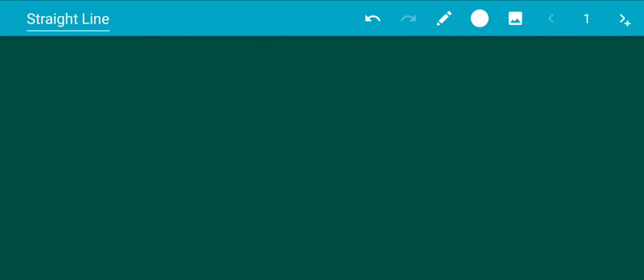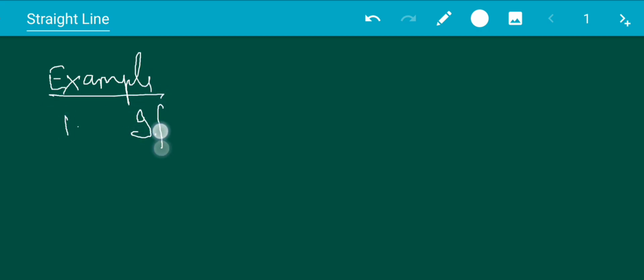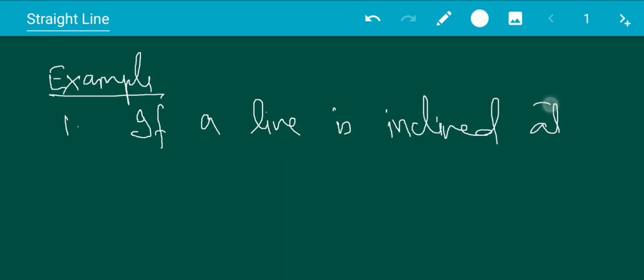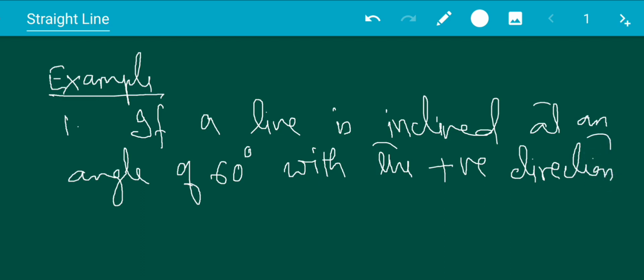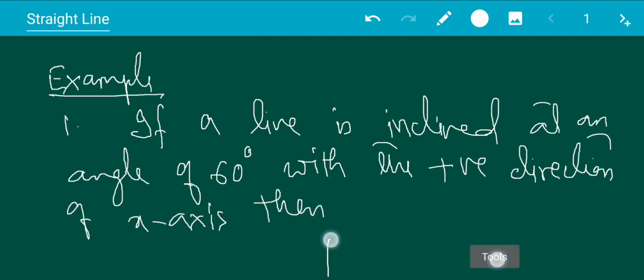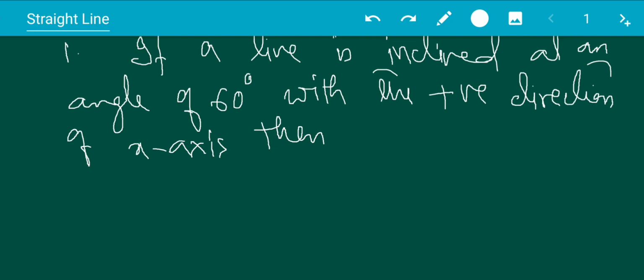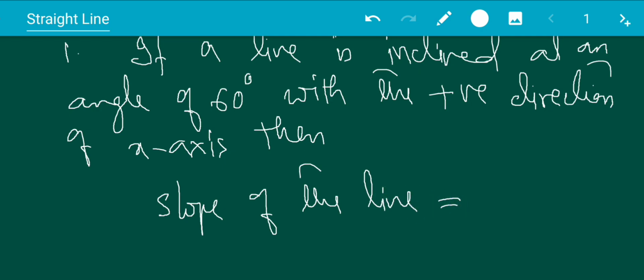For example, number 1, if a line is inclined at an angle of 60 degrees with the positive direction of the x-axis, then the slope of the line is nothing but, if you know the inclination, the slope is nothing but tan 60 degrees, that is root 3, simple.